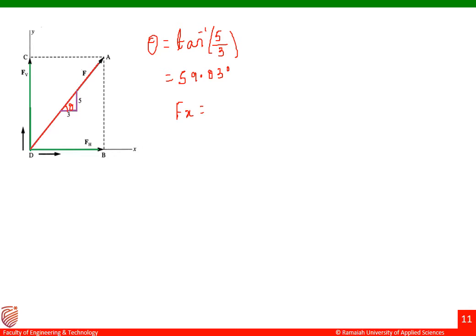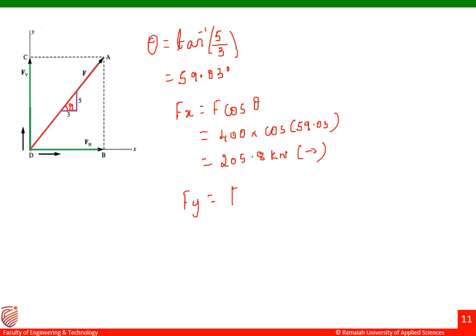Let me go for the first one, that is Fx equal to F cos theta. Value of F is 400, and the value of cos theta is cos 59.03 there. Okay, so the answer for this would be 205.73 or 8. So this is kilonewton. Let me write the direction like this.